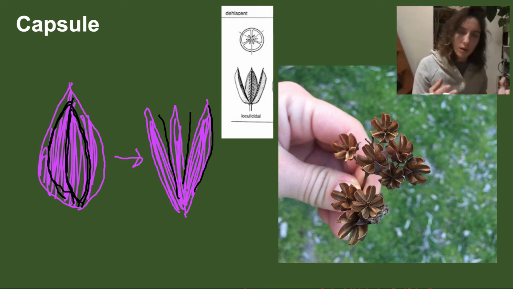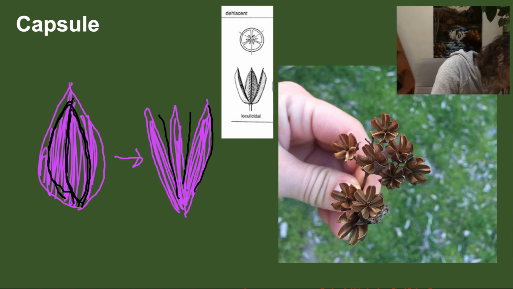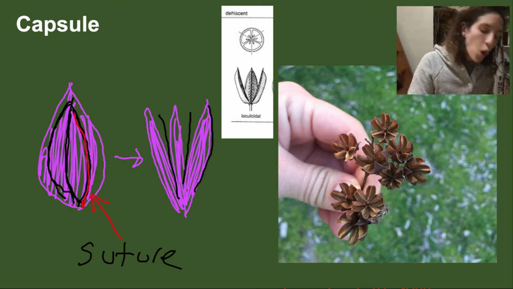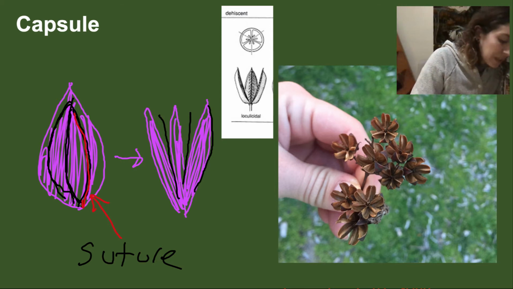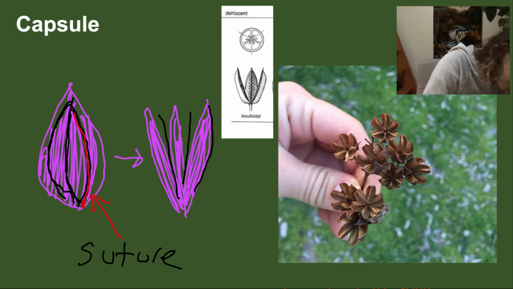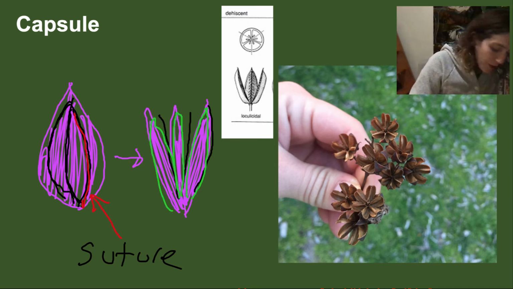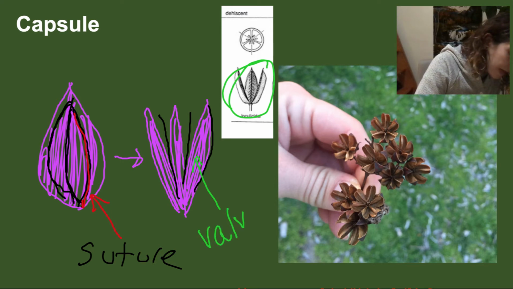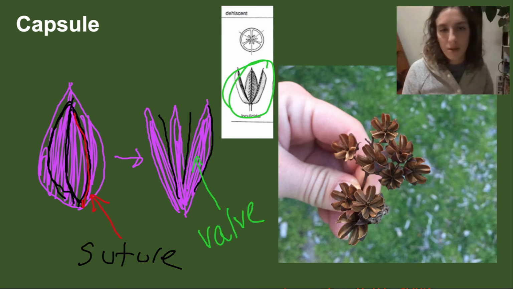They've split. Now, this line before it split, like here I'm going to highlight one of those in red. This is called a suture. The suture is kind of visible just before it opens. Once it's opened, the capsule has split on the sutures, and now what's visible are these, I'm going to highlight them in green, these sort of pieces of tissue here that have separated apart from one another. You can actually maybe more clearly see it in this little picture here. These are called valves. V-A-L-V-E-S. There's 3 valves in this picture because they've dehisced.